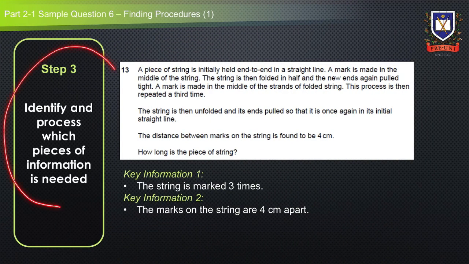Next is to identify and process which pieces of information is needed. From this question, there are 2 key pieces of information. Key information 1 is the string is marked 3 times. Key information 2 is that the marks on the string are 4 centimeters apart.